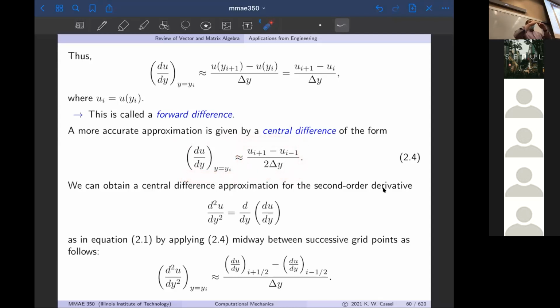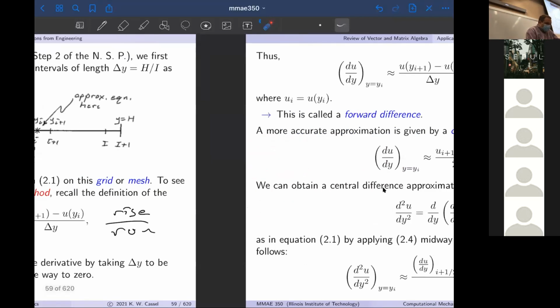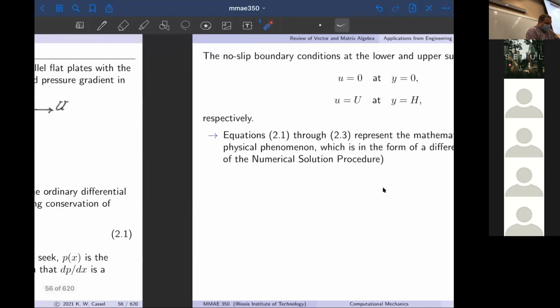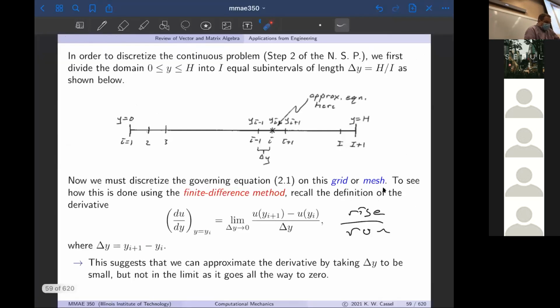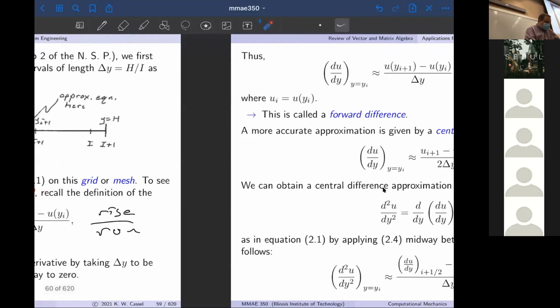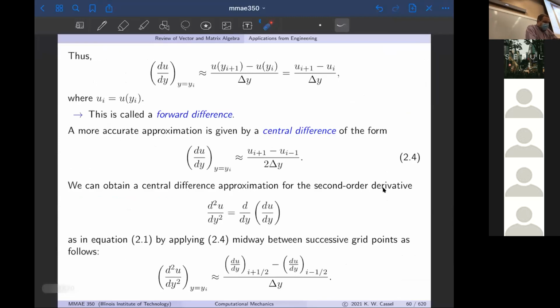I just take the two neighboring points, the point to the right, the point to the left, take their difference, rise, divided by the distance between them, run, and that gives me an approximation for the first derivative. Now, if I go back to my equation, I actually need the second derivative, not the first derivative. So what we'll do, again, don't get bogged down in the details.